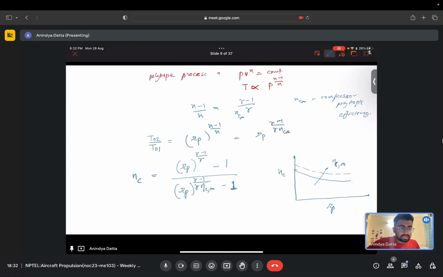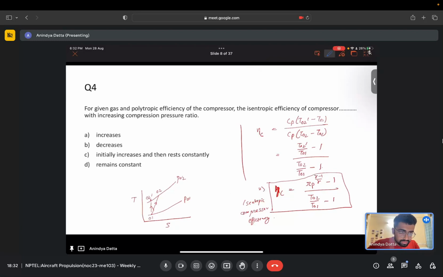One thing you can see is that if the pressure ratio is very small, then the compressor isentropic efficiency approaches the value of the polytropic efficiency. So what we can say from here is that as pressure ratio increases, our compressor isentropic efficiency decreases. So the correct answer is option B here. So this is for the compressor.